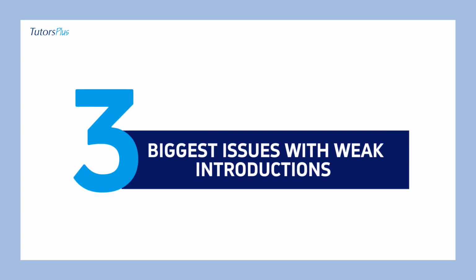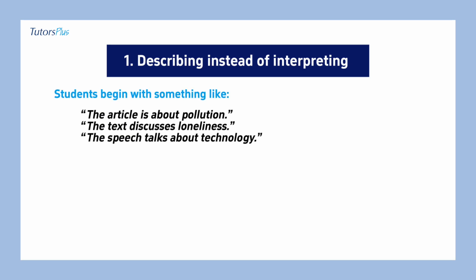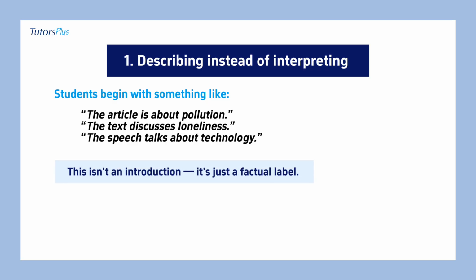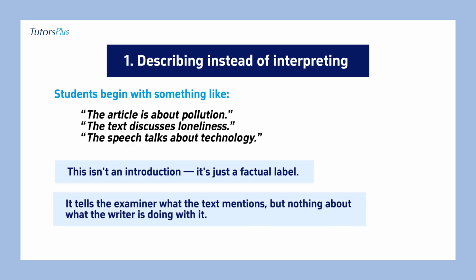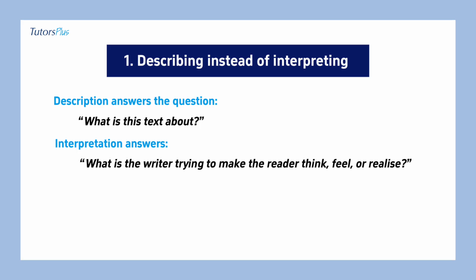And there are 3 weaknesses when it comes to these introductions that come up constantly. The first is describing instead of interpreting. And it's one of the most common weaknesses. Students might begin with something like, the article is about pollution, or the text discusses loneliness, or the speech talks about technology. But this isn't an introduction. It's just a factual label. It tells the examiner what the text mentions, but nothing about what the writer is doing with it. So description answers the question, what is the text about? Which is obvious because the examiner already has the text. Whereas interpretation answers, what is the writer trying to make the reader think, feel, or realize? And that's what your introduction needs to show.